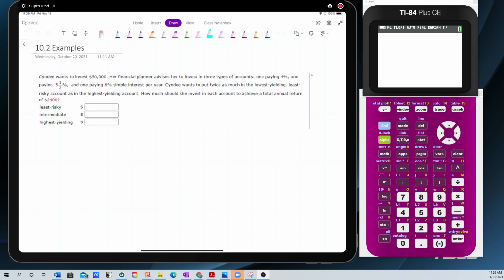Here in this problem, we are finding what would be a good option to invest this $50,000 for Cindy. It says Cindy wants to invest $50,000 and her financial planner advises her that she invest in 3 types of accounts. The first one is paying 4% interest, the next one paying 5.5% interest, and the third one is paying 6% simple interest per year.